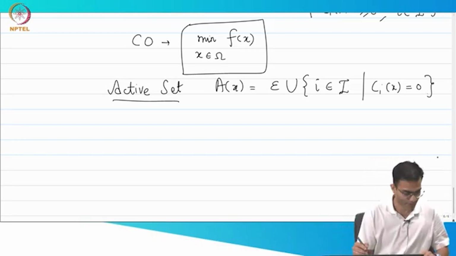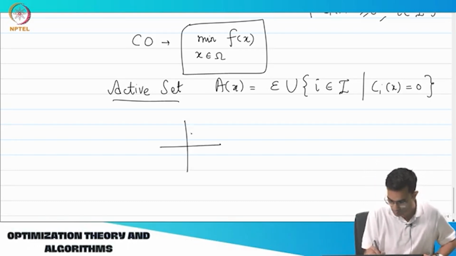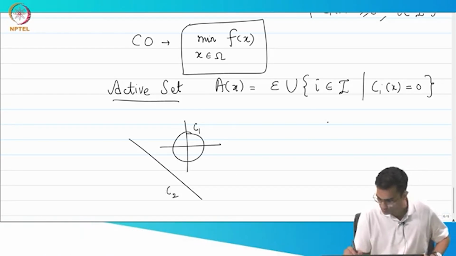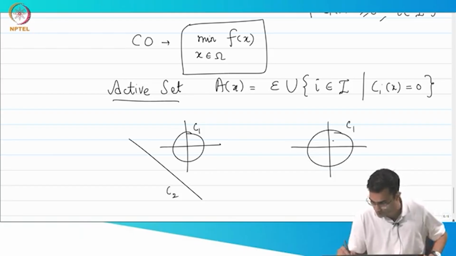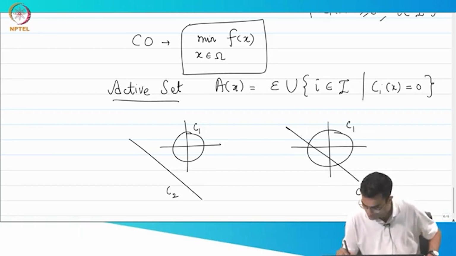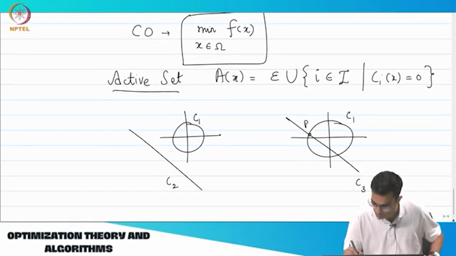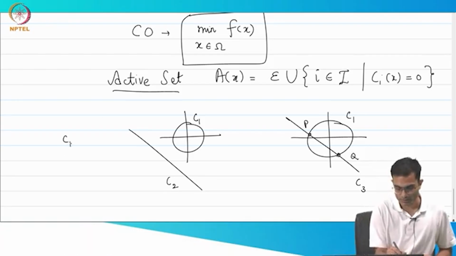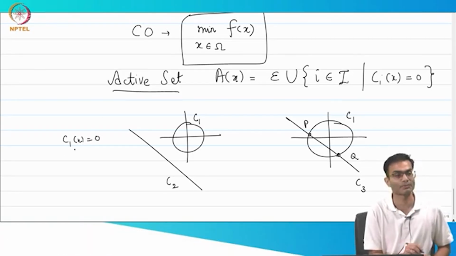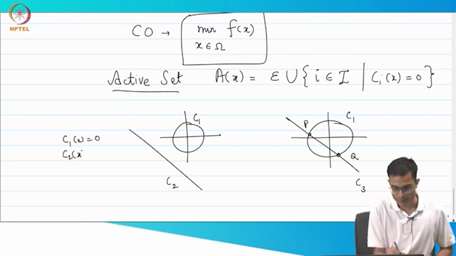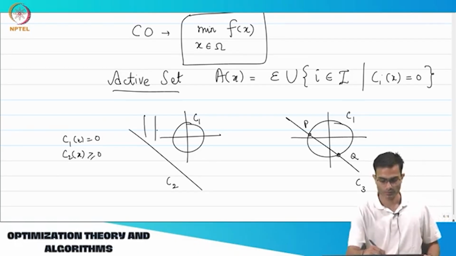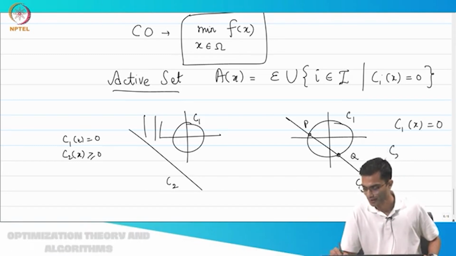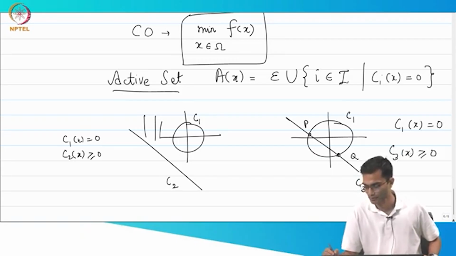If you look at, okay, let's just quickly draw this once more. This was my C1, and this is my C2. And another case is this is my C1, this is my C3. Let's call this point P, this point Q. So C1(x) is equal to 0, this is my equality constraint. C2(x) is greater than or equal to 0, this is my second inequality. Over here once again I have C1(x) equal to 0 and C3(x) greater than or equal to 0.